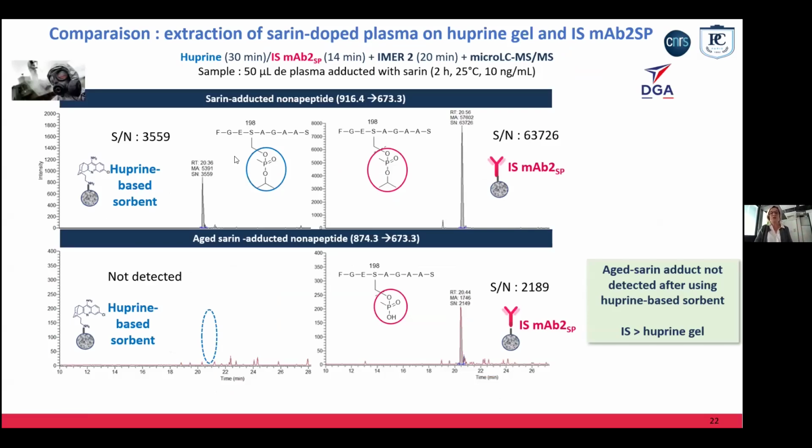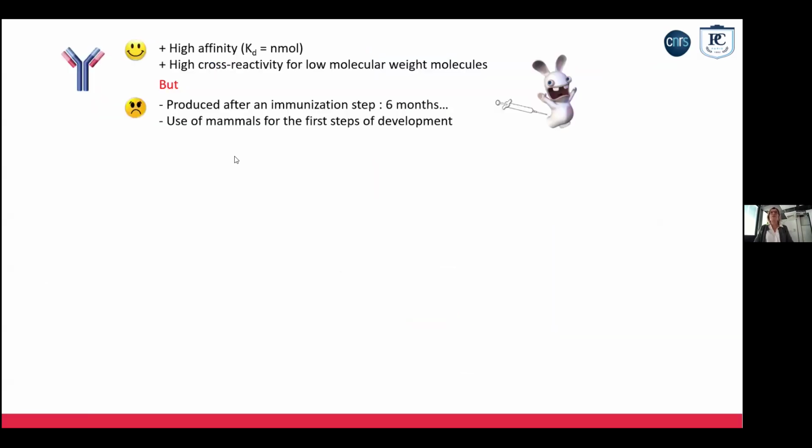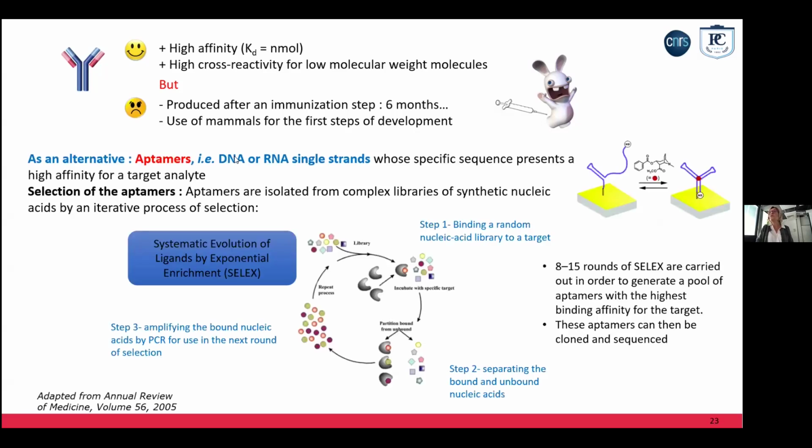This is a result that we have for the DGA to show that the sensitivity of the method was much better than the sensitivity they have with a commercial sorbent that is known to be specific for BuChE, but not so specific, because it was not possible with this commercial sorbent to detect all the compounds that we are looking for. The problem with antibodies is we need animals, we need mammals, we need time, and we are never sure that we will obtain the good antibodies. This is the reason why it can be interesting to find other ways to work.